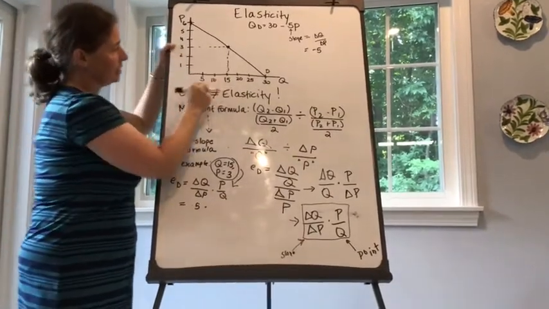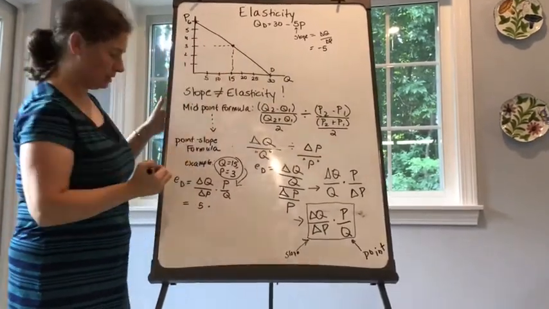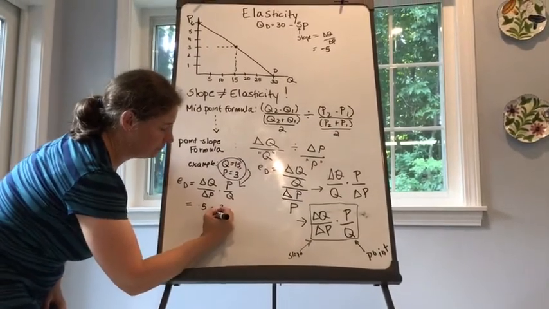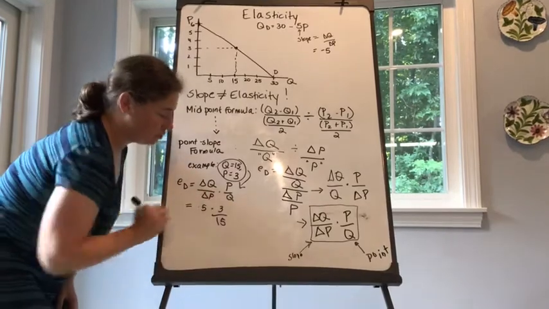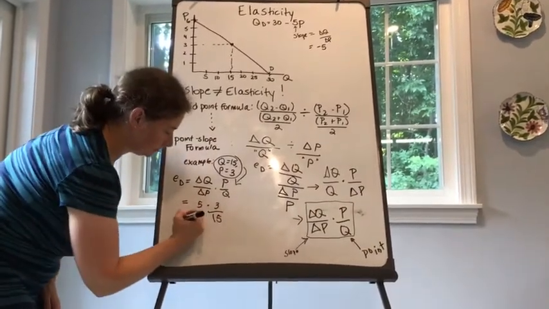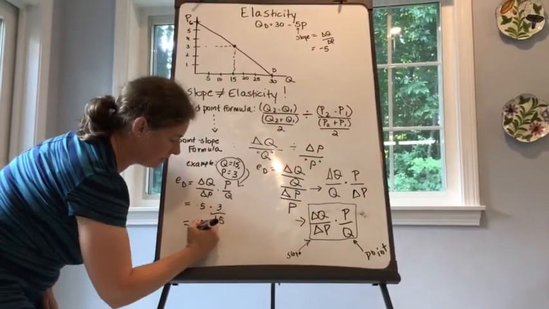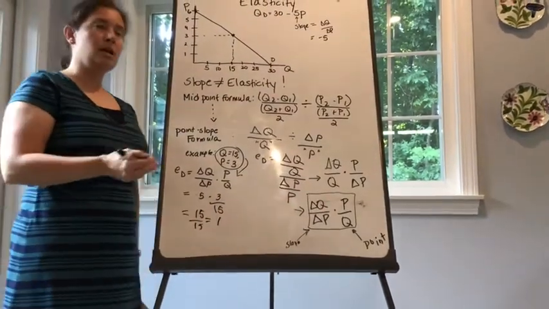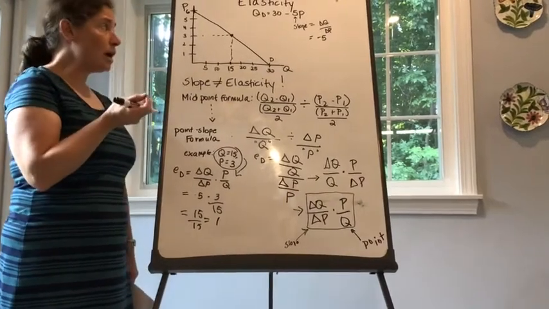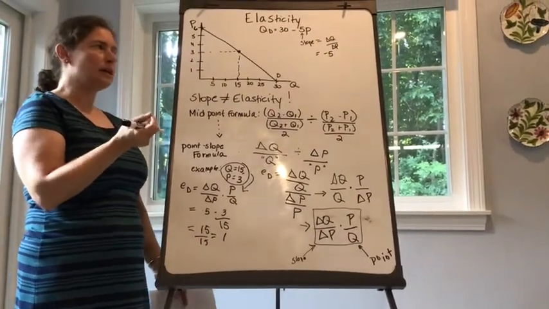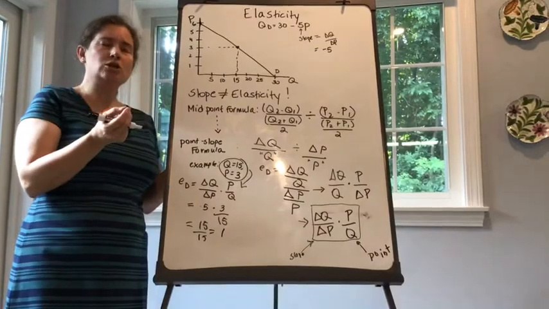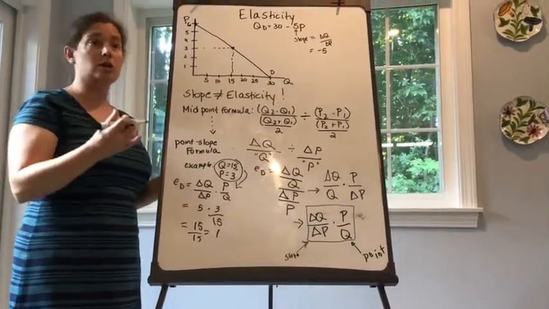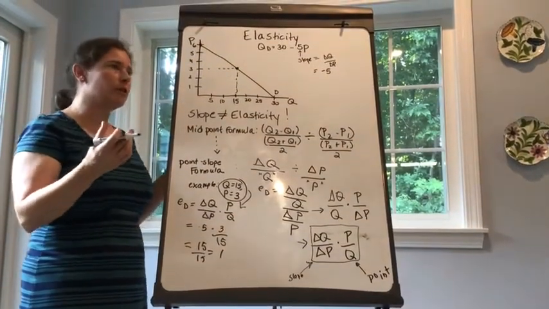Let me double check that. Q of 15, price of 3. So when I substitute my price, that's going to be 3. Q is going to be 15. I get 15 divided by 15, or a value of 1. Now you might recall that a value of 1 is what we call unit elastic. It corresponds to that situation where the percent change in quantity and the percent change in price are identical. They exactly match each other.